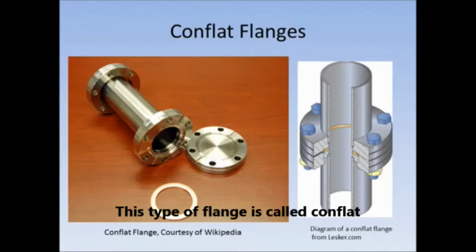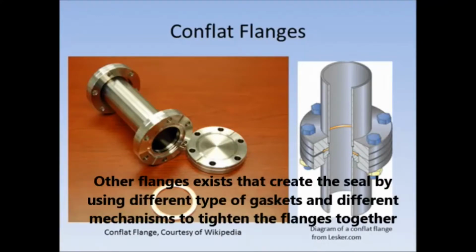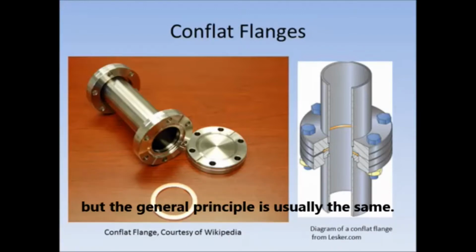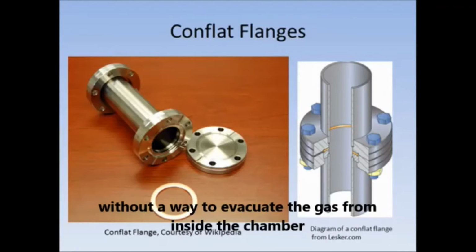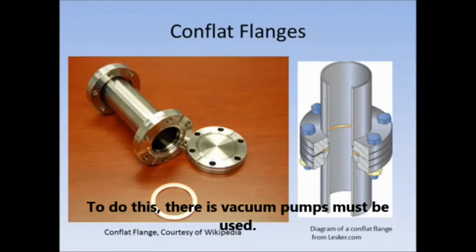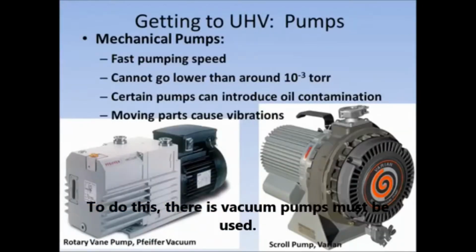This type of flange is called ConFlat. Other flanges exist that create the seal by using different types of gaskets and different mechanisms to tighten the flanges together, but the general principle is usually the same. The chamber and the flanges can be sealed airtight, but they are pointless without a way to evacuate the gas from inside the chamber. To do this, vacuum pumps must be used.